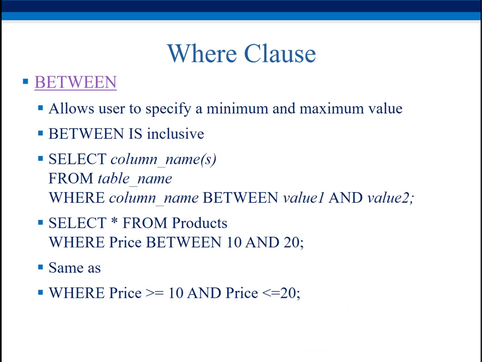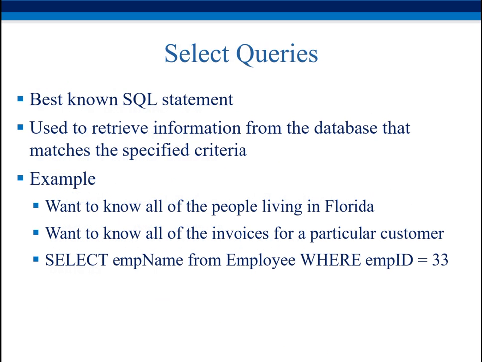BETWEEN is good for numeric. So where the price is between 10 and 20, just remember that it is inclusive. So it's basically the same as saying price greater than or equal to 10 and price less than or equal to 20. So 10, 11, 12, 13, 14, 15, all the way up to 20 will be selected in here.